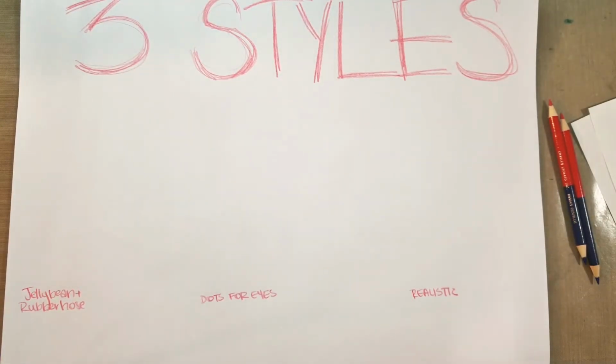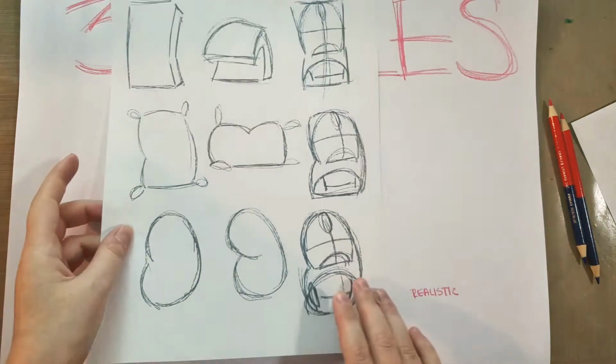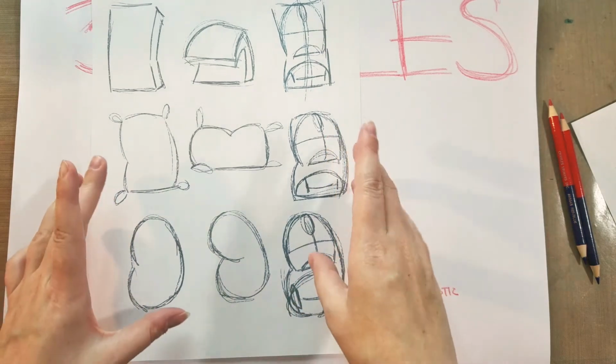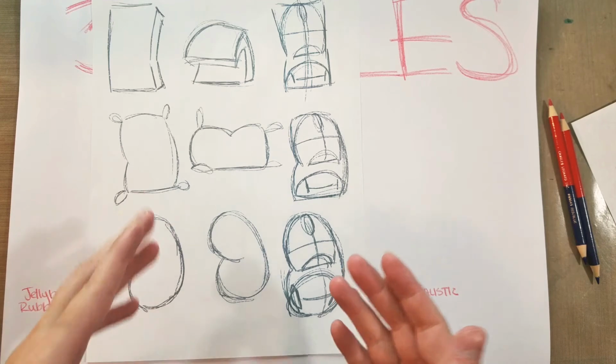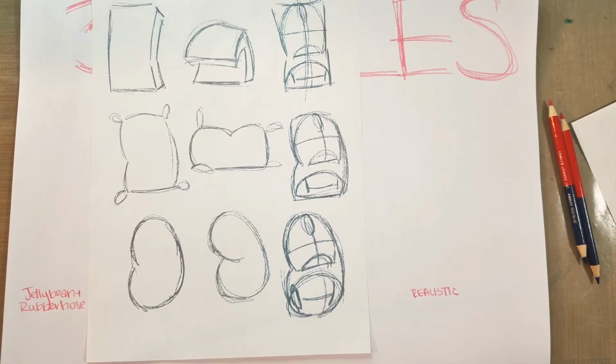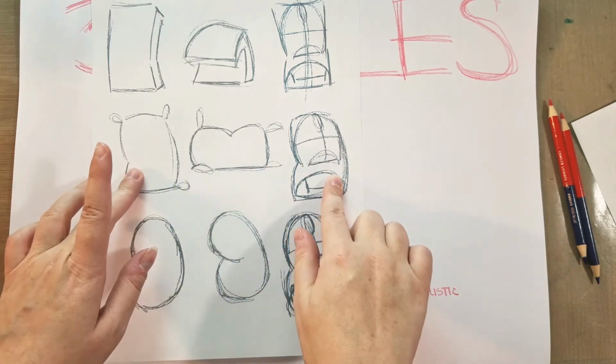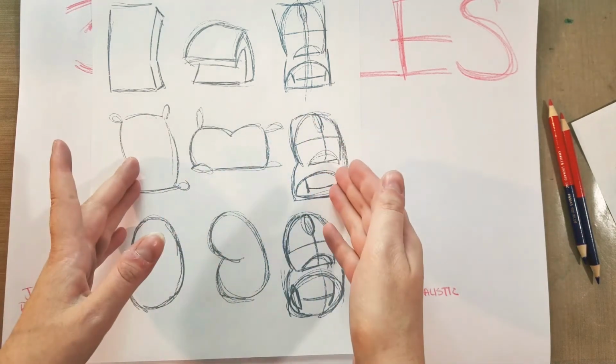So for today's drawing demonstration, we're going to do three different styles. We're going to be doing jelly bean and rubber hose, dots for eyes, and realistic. And in case you guys aren't familiar, I'm going to introduce two different types of torso designs. These are very popular in animation, so you might want to read the Animator's Survival Kit for a little bit more information. But here we have flour sack style torsos.